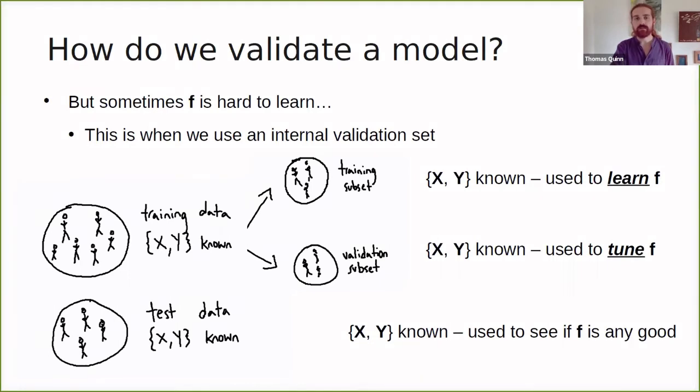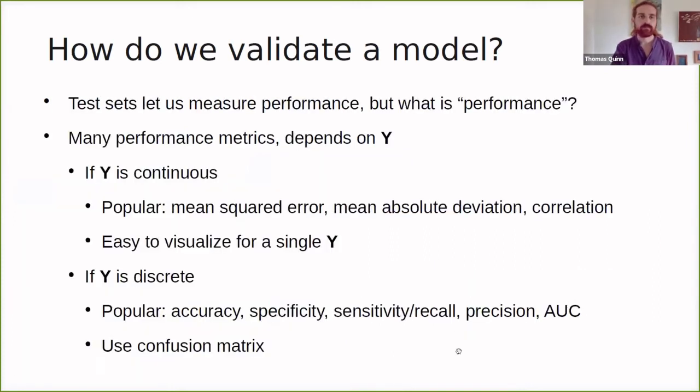If you're interested in reading a bit more about why the test set should be used once and only once, I have a link to one of our papers in the description below where we talk about this in quite a bit of detail. So test sets let us measure performance, but what is performance? Well, there are many performance metrics, and they depend on the nature of the output y. Generally, they all compare the predicted y hat with the true known y, to compute some measure of difference between them. If y is continuous, the popular choices are something like mean squared error, mean absolute deviation, or you can even use correlation if you'd like.